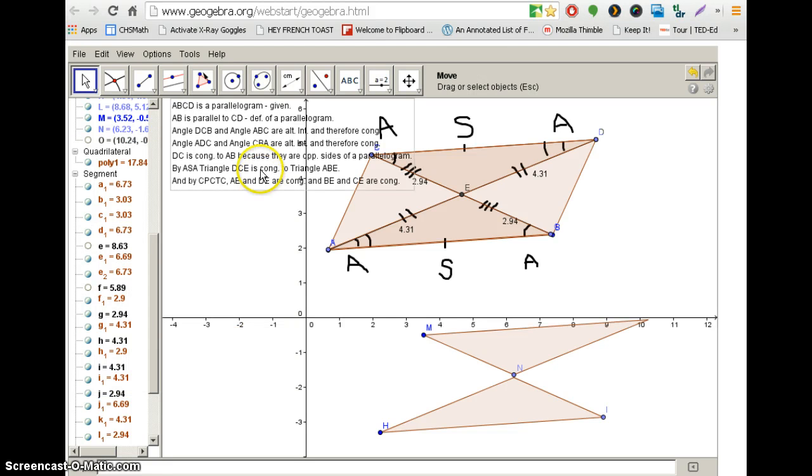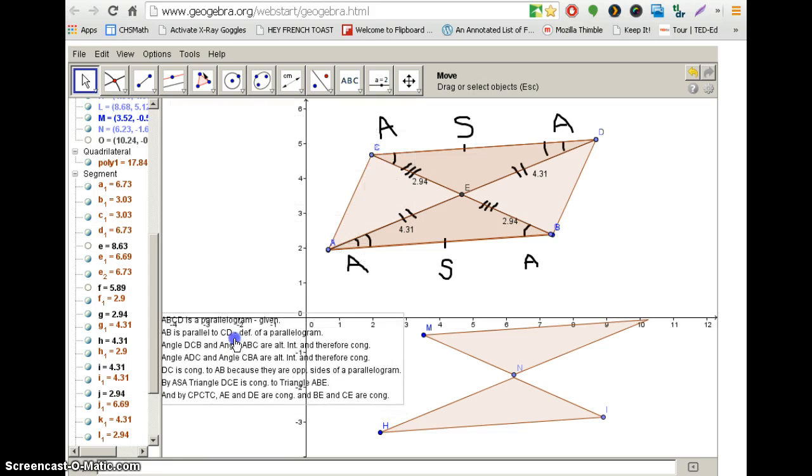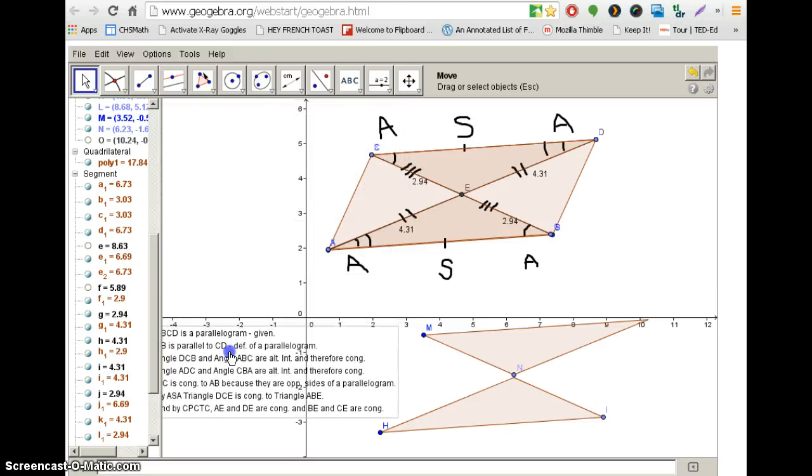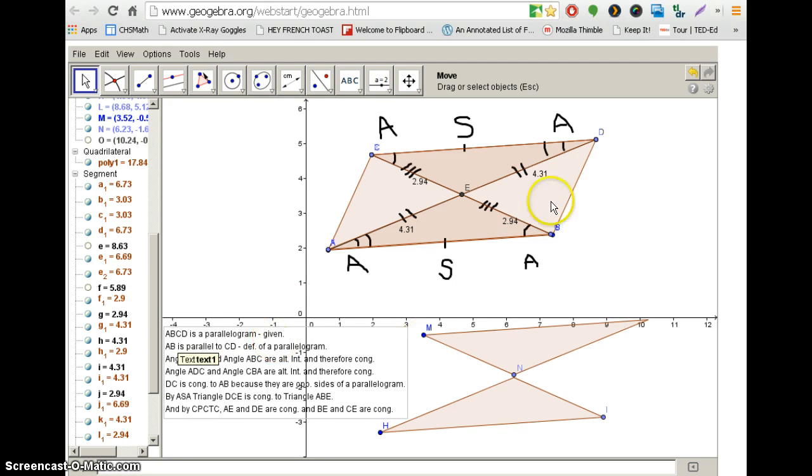Okay, let's just kind of talk that one real quick. Here we go. Boy, I hope you can see. If I park that where you can kind of read that okay. Maybe that's the best we're going to get. Okay, ABCD is a parallelogram, that was given to us. So we know that AB, right here, is parallel to CD, and that is the definition of a parallelogram. Angle DCB, this angle here, is congruent to angle ABC right there because they are alternate interiors of parallel sides and therefore congruent.